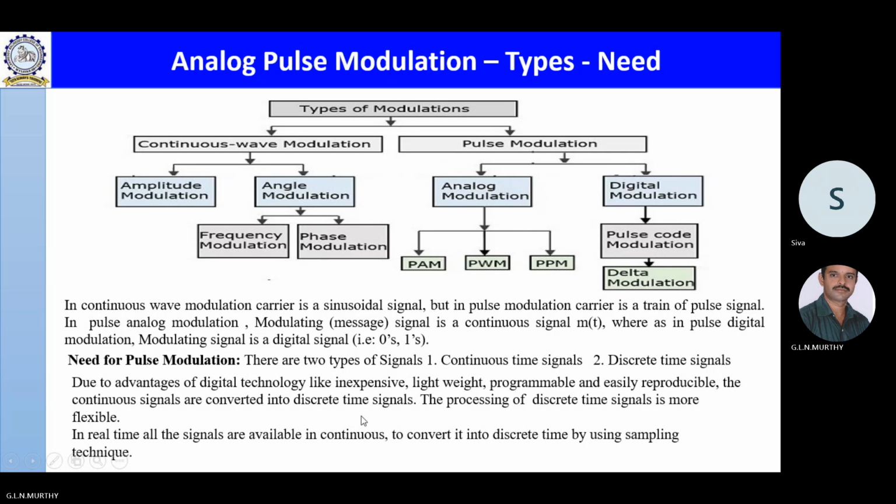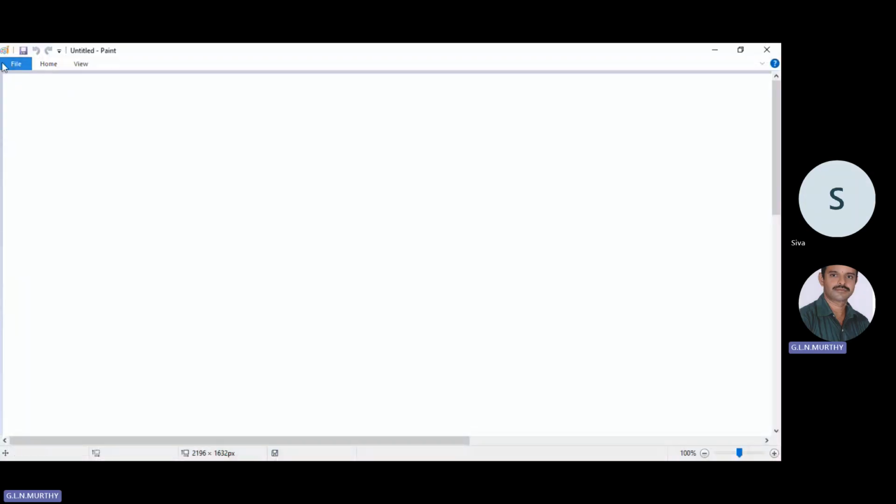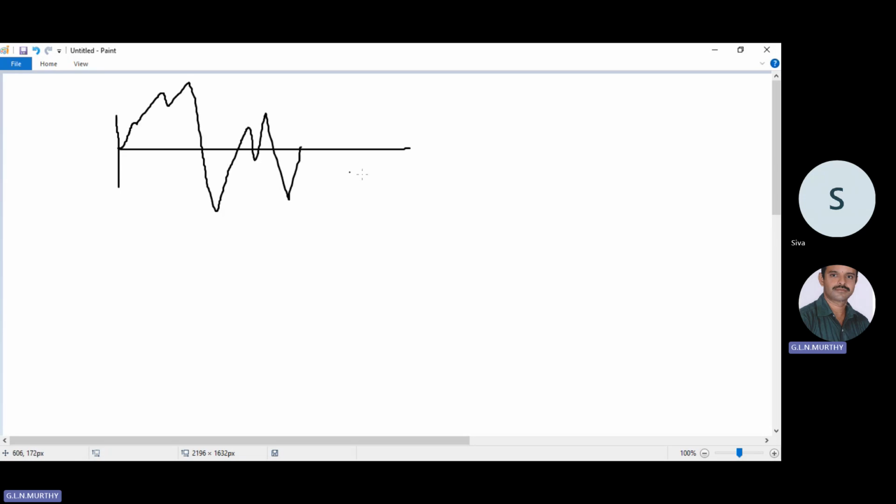Digital IC technologies have a number of advantages, so in this context we need to make use of them. Have a glance, let me just sketch here. This is the continuous signal, a continuous time signal. The x-axis is always time and the y-axis is the amplitude, known to us.